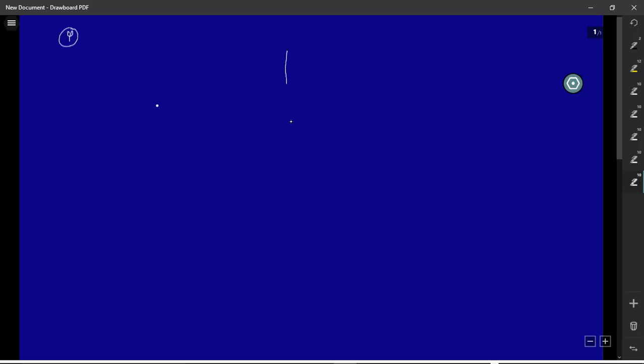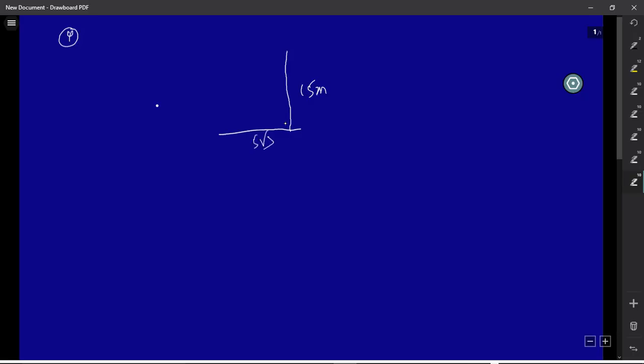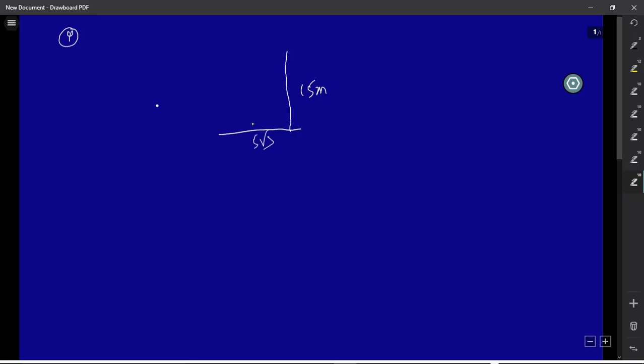The question here is the length of the shadow of a 15-meter high pole. So there is a 15-meter high pole. This pole right here, this is my pole, which is 15 meters high, and then it is casting a shadow here on the ground. On the ground, the length of the shadow is 5√3 meters, right? That's what it says. I'll have to find out the angle of elevation. Let us just find out this angle.